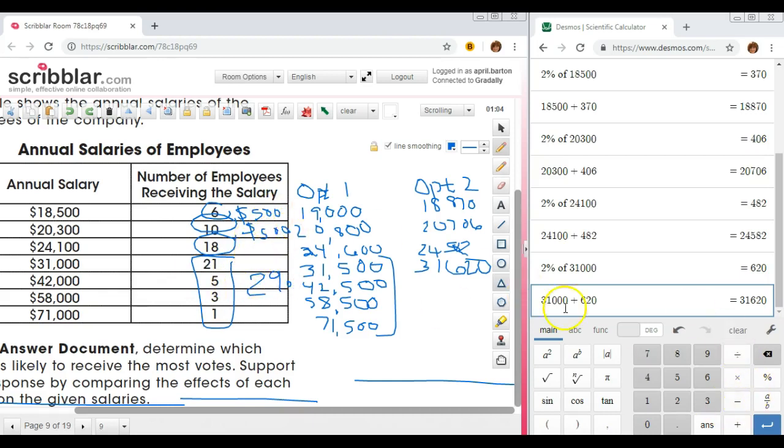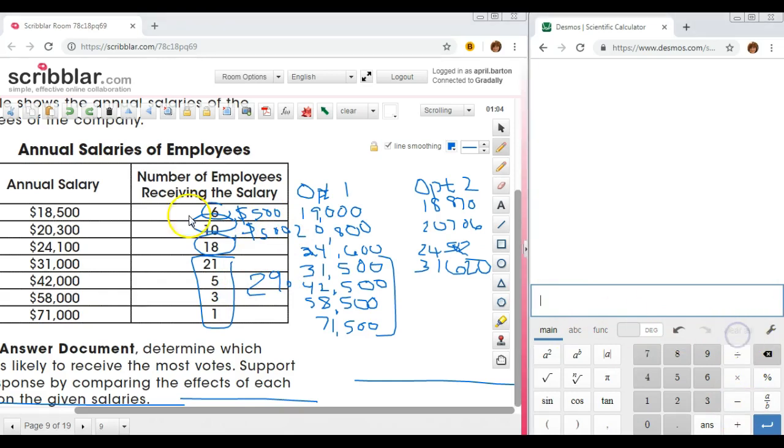Now we have to calculate how many people are in each group. I'm going to clear everything out. We'll do the 6 plus 10 plus 18 is 34. So these 34 want $500 because it gives them more money. Then the rest of the people are 21 plus 5 plus 3 plus 1. That's 30 people. So those 30 people would want the 2%. That means that likely the $500 is going to be the winner. There's more people who would want the 500 than would want the 2%.